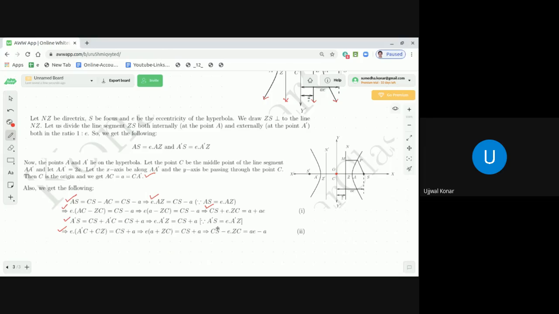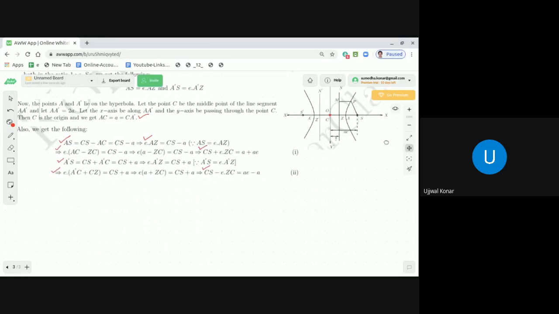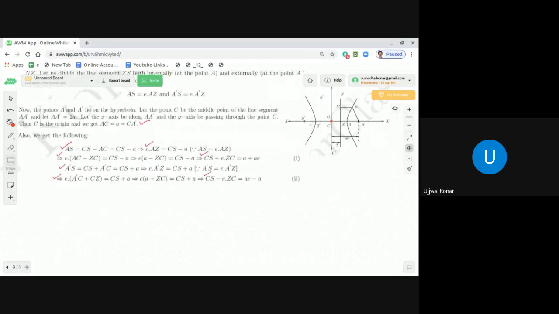So dear students, if you look into equation 1 and equation 2, what we get is that in equation 1, cs plus e into zc is equal to a plus a. And in equation 2, we get cs minus e into zc is equal to ae minus a. Correct? Now, we can solve these two equations. If we solve them, we can find the value of cs is equal to ae and zc is equal to a by e.